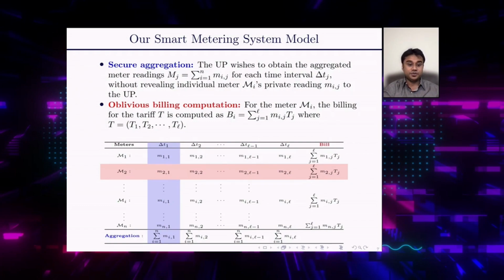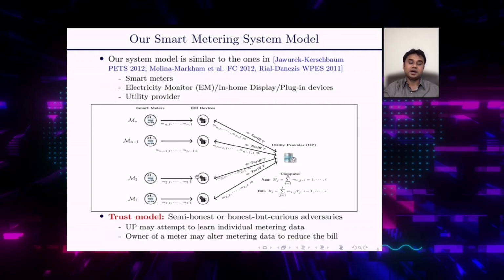In our system, we consider semi-honest adversaries. We can think there are two types of adversaries. One is the utility provider, which might be interested in learning the individual metering data, which may violate the customer's privacy. On the other hand, the owner of a smart meter might be interested in tampering with smart metering data to get a cheaper bill. So these are the two types of adversaries we consider.